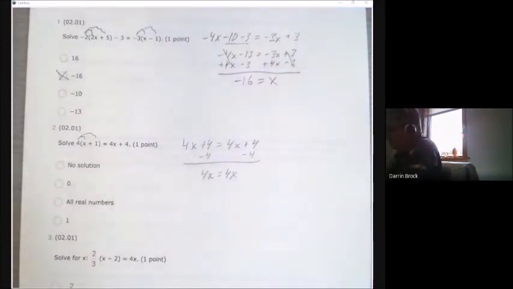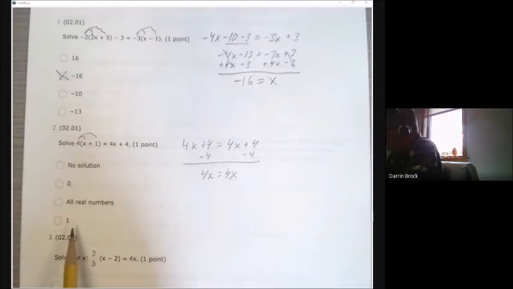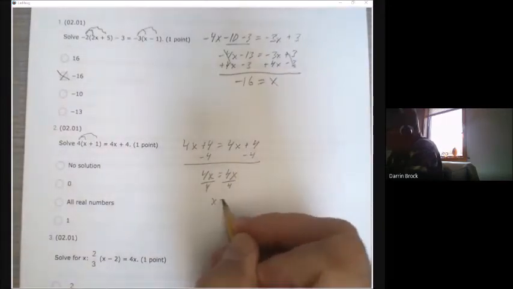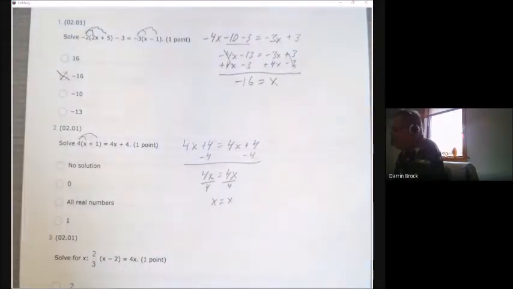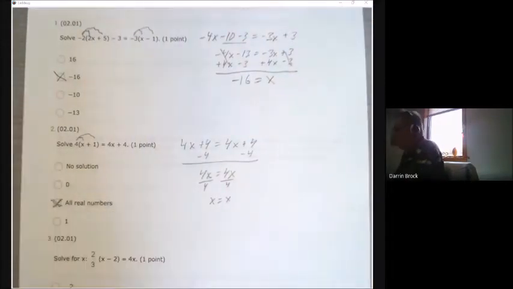I'm looking at our choices: no solution, 0, all real numbers, or 1. If we divide both sides by 4, we got x equals x. So it doesn't matter what x is. It's all real numbers would be true. If x is 7, 7 equals 7. If x is 0.2, 0.2 equals 0.2. If x is -10, -10 equals -10.